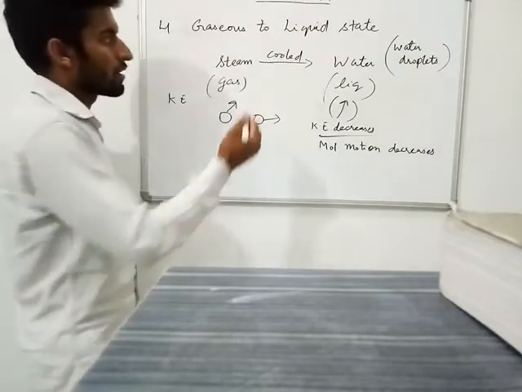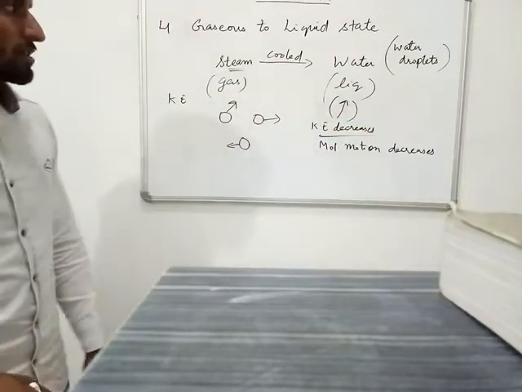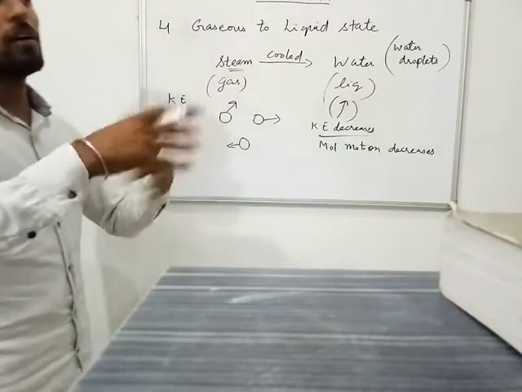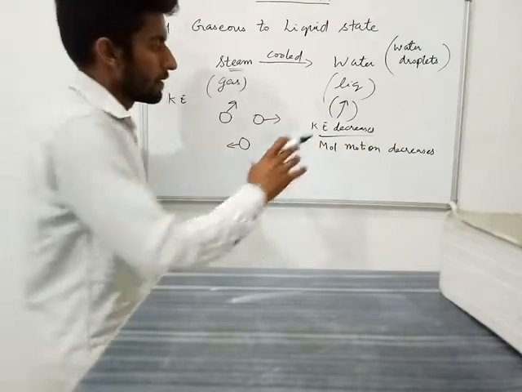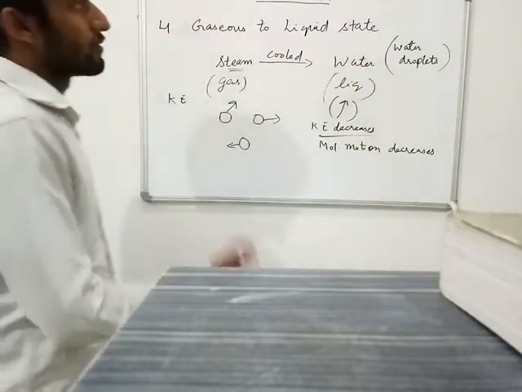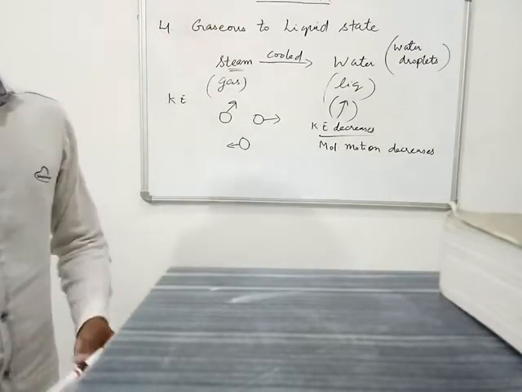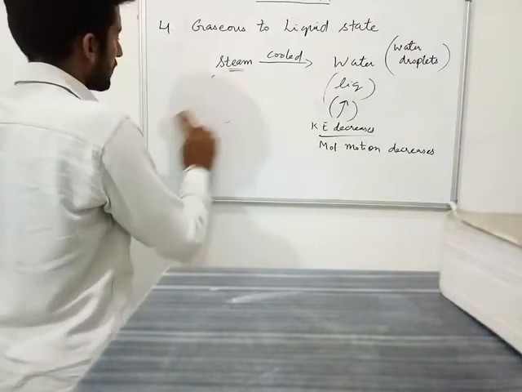Now how does that change occur? It occurs only due to the decrease in temperature. When temperature decreases, the molecular motion of the molecules, which were escaping earlier as steam, also decreases. Now when the molecular motion decreases, it changes to the liquid state. So this is all about the change of states from one to another based on the kinetic theory.